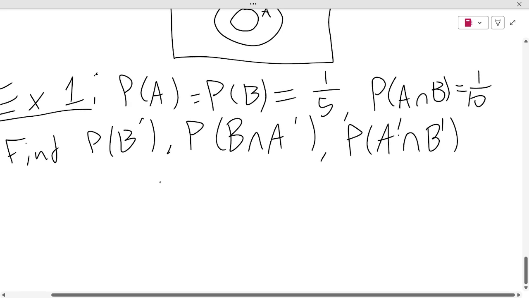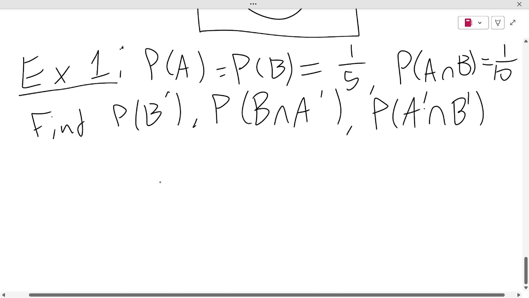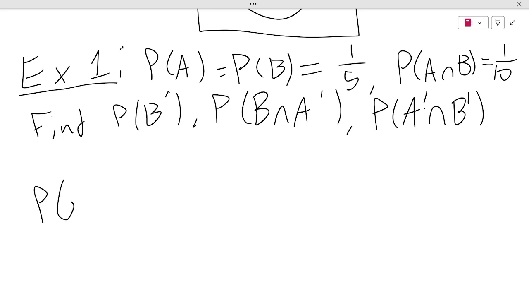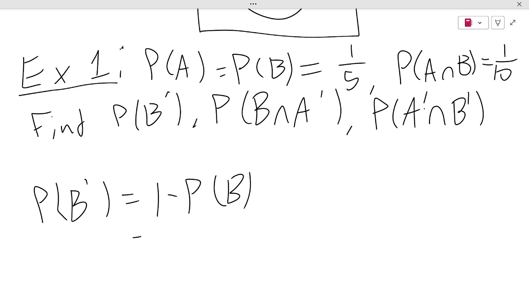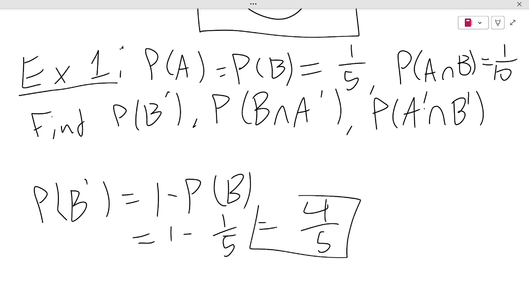Okay, so let's first start with B complement. We're going to use the theorem that we talked about, the rule of complements. So we have that the probability of B complement, remember it's the opposite of B, so it's 1 minus, you take everything in the universe, the sample space, 1, and subtract. You can think about this one as like B complement complement, right? But B complement complement is just regular B. So this has got to be 1 minus 1 over 5, which is equal to 4 over 5. Cool.